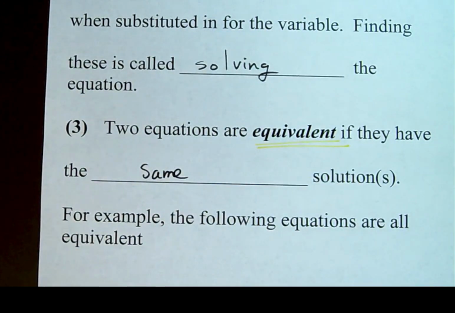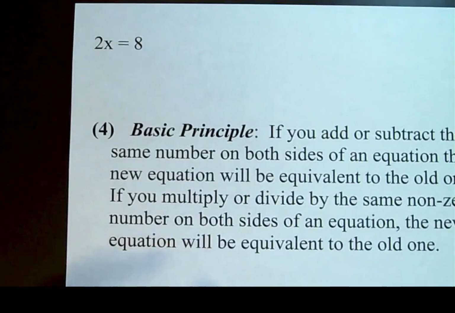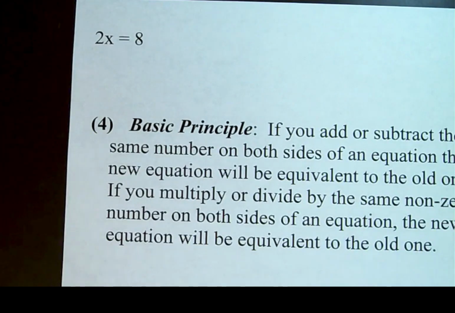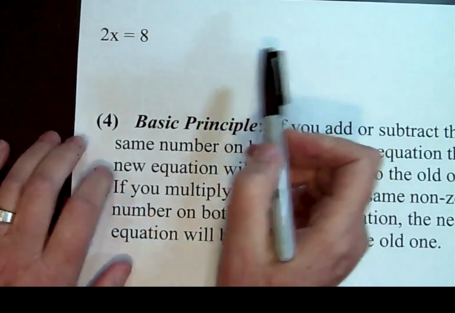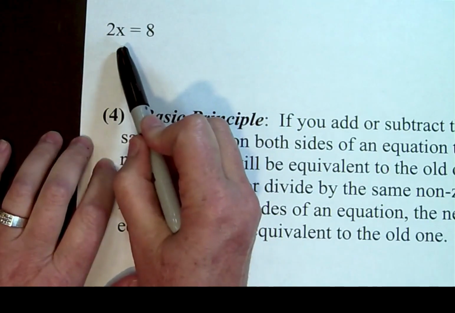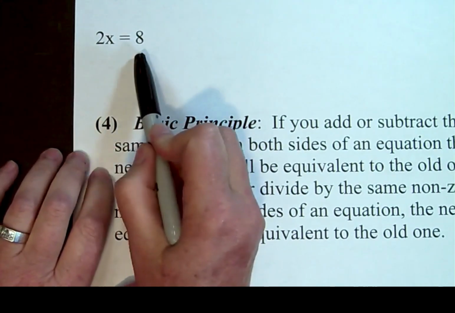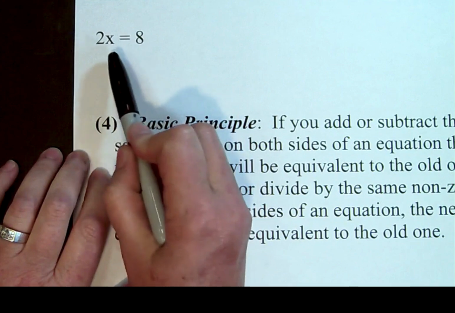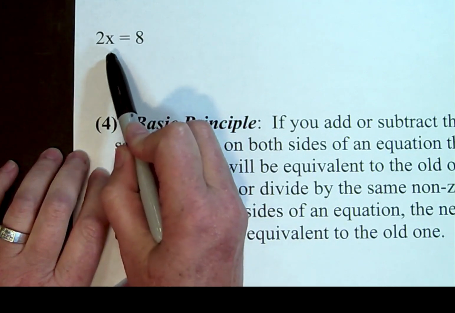For example, the following equations are all equivalent. 2x equals 8. Oh, and I know there's no more room here, we're going to write some more. But just quick: what does x have to be in order for this to be a true equation? Yeah, x would have to be 4 for this to be a true equation.